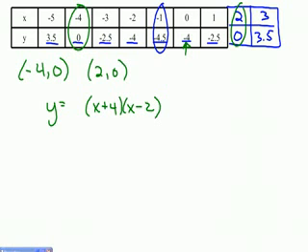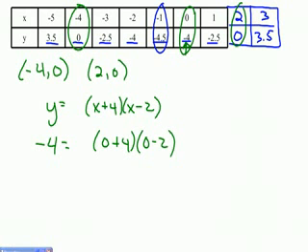You can pick anything here. Usually if you have the y-intercept, that usually works nice. So when you plug in 0, this simplifies down to negative 8. Well, we need to get that to negative 4, so we need to multiply by a half, or 0.5.